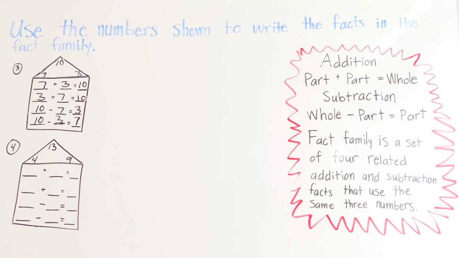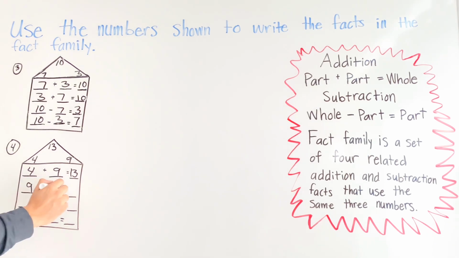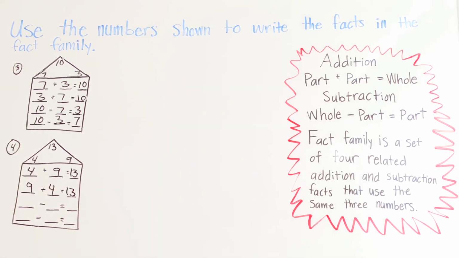Okay, for number 4, we have 4 plus 9 equals 13. So 4 plus 9 is gonna give you 13. And then we're gonna switch our parts. 9 plus 4 equals 13. And for our subtraction, we're gonna use our whole, which is gonna be 13 for both. We're gonna use our first part, which is 4. And then 13 minus 4 is gonna be 9. And then we're gonna do our other part on the last one, which is 13 minus 9. So 13 minus 9 equals 4.